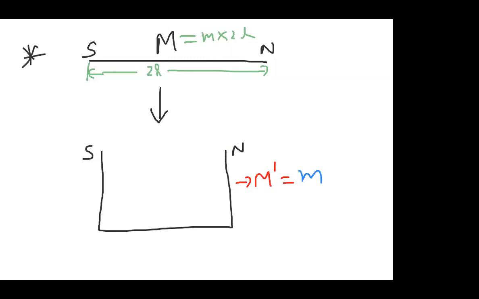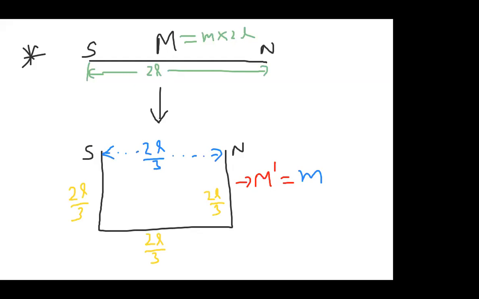But what about magnetic length? From here to here it is 2L. Now it is divided into 3 equal parts, so I can write this part is 2L by 3, this part is 2L by 3, and this part is 2L by 3. Now what is the shortest distance between south pole and north pole? From here to here, if you observe, this is also 2L by 3.